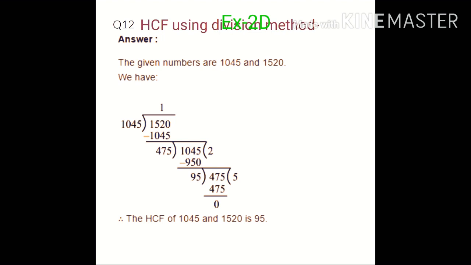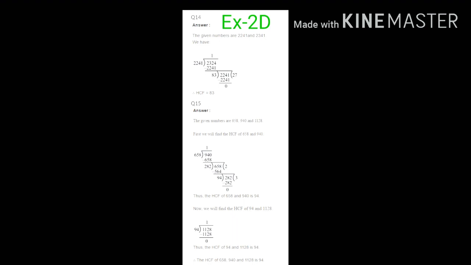Is it clear? Now come to the next question, question number 14. Using the division method, we will be calculating the HCF. So our numbers are 2241 and 2341. Of course, the smaller number will be our divisor, and we get a remainder 83. So now the divisor, that is 2241, becomes our dividend, and after dividing, we are getting 27. So when the remainder is 0, the divisor becomes our HCF. So here HCF is 83.